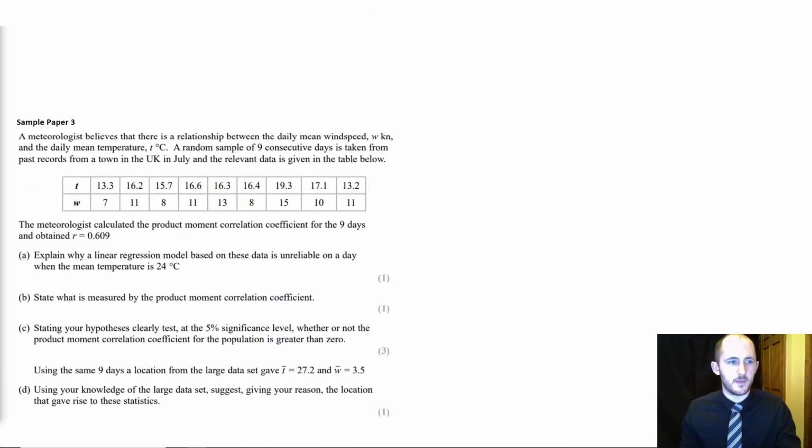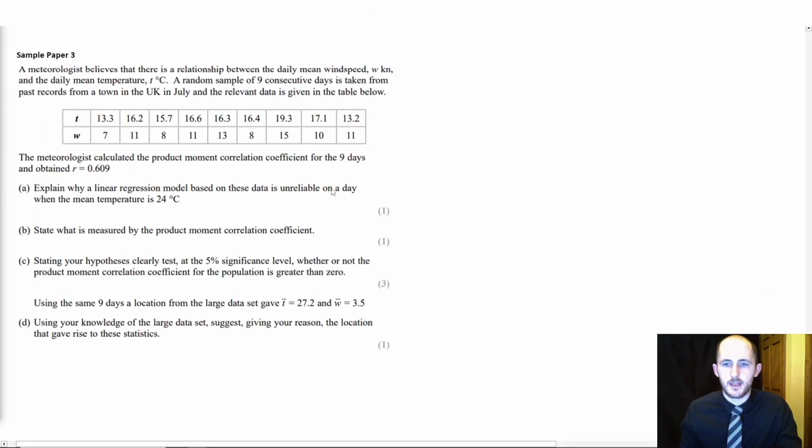Lastly, the sample paper. A meteorologist believes that there is a relationship between daily mean wind speed and the daily temperature. A random sample of 9 consecutive days is taken from past records from a town in the UK in July, and the relevant data is given in the table below. The meteorologist calculated the product moment correlation coefficient for the 9 days and obtained 0.609.